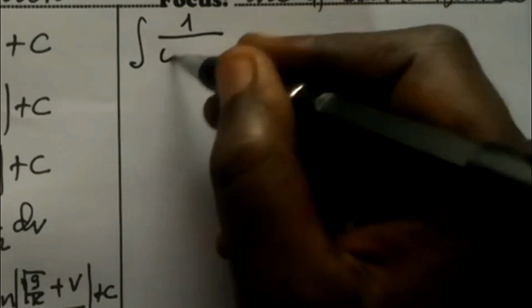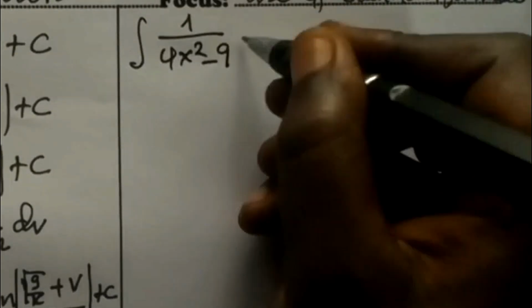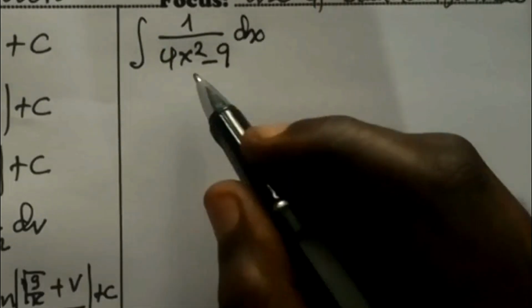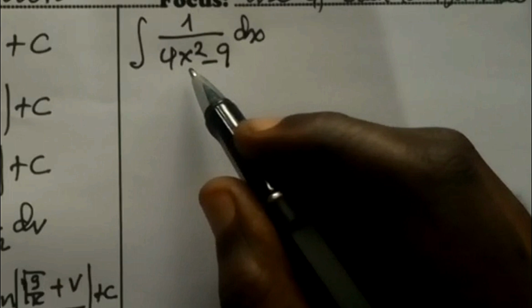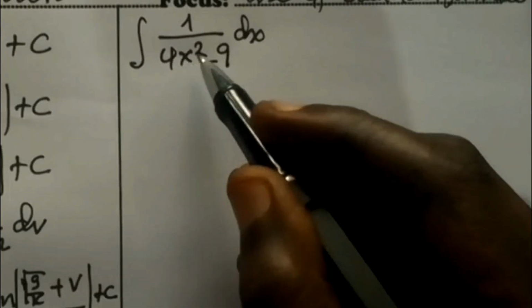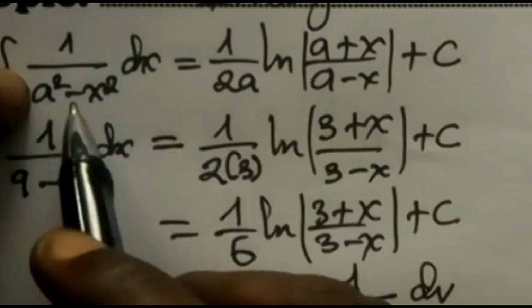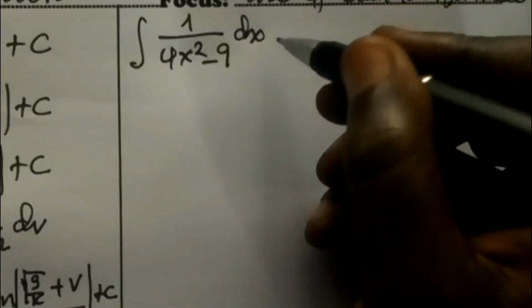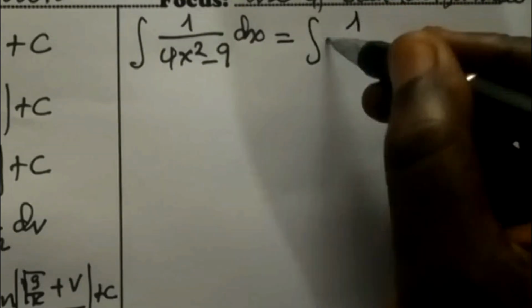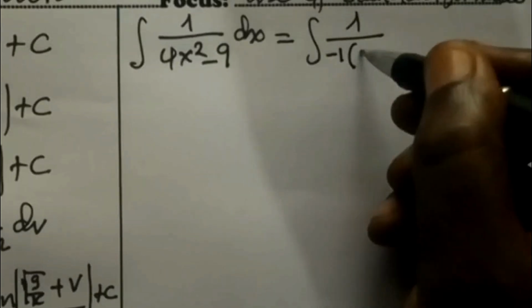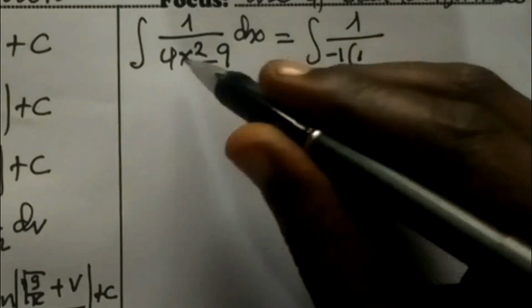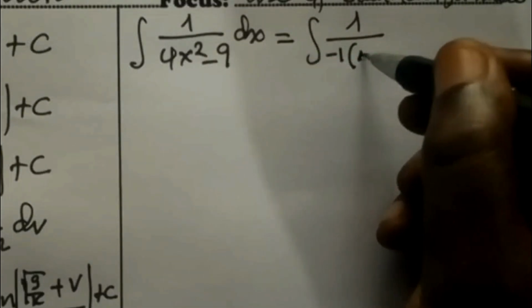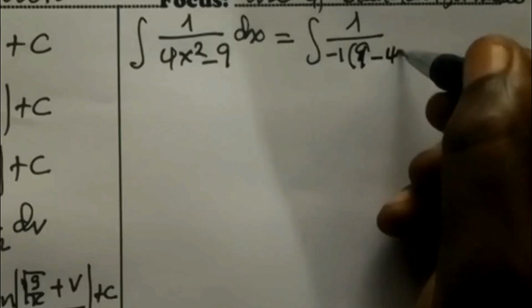There are cases also that you could have integral of 1 all over 4x squared minus 9 dx. In this case, the difference of 2 squares is in such a way that the term in x squared is positive. But in the standard integral, that coefficient has to be negative. So I start by factorizing -1. So that will give me integral of 1 all over -1 into, I divide every term by -1, so I will get 9 minus 4x squared dx.